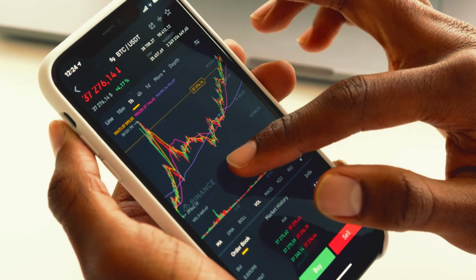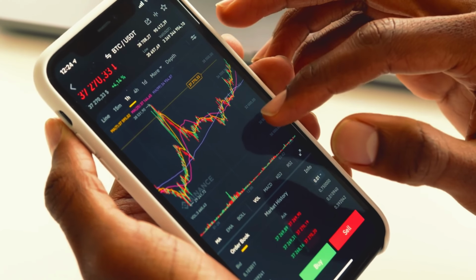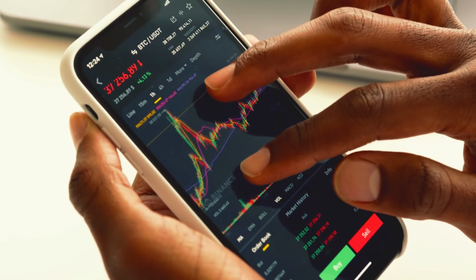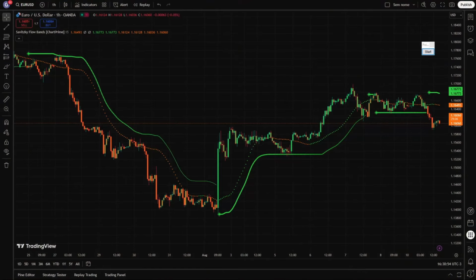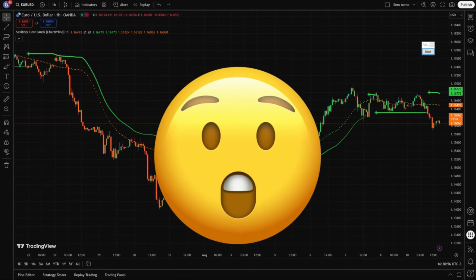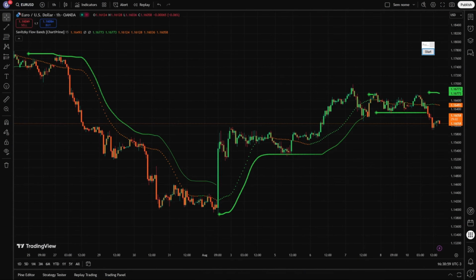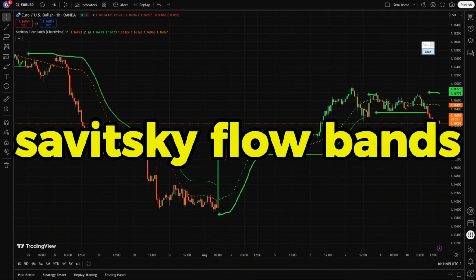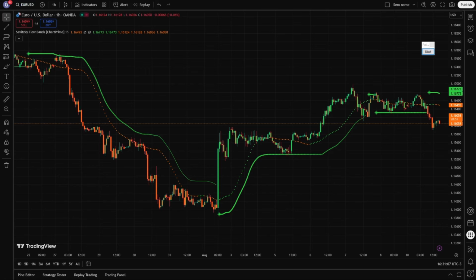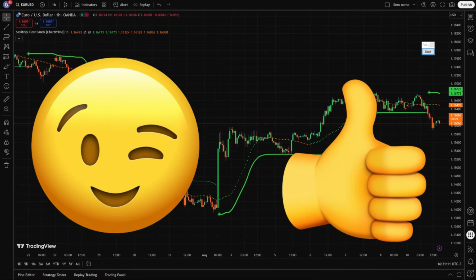Have you ever felt that most trend indicators either lag too much or create too much noise on the chart? What if there was a tool that could show the market's direction clearly, without excessive lag and without visual clutter? Today I'm going to introduce you to the SAVITSKY FLOW BANDS, an advanced indicator from Chart Prime that can change the way you analyze trends and identify entry points in the market.